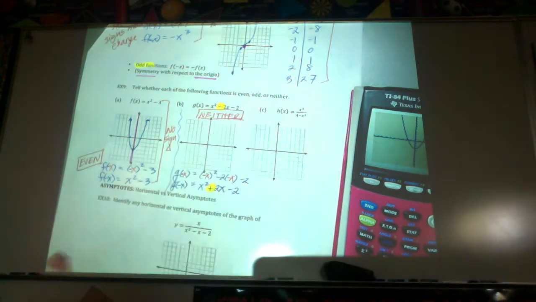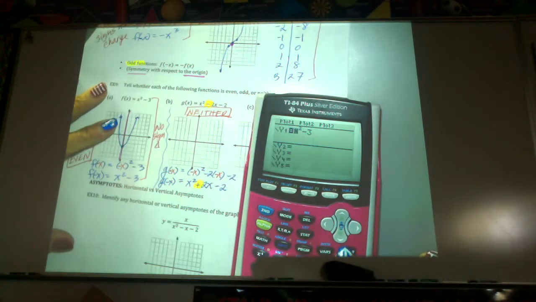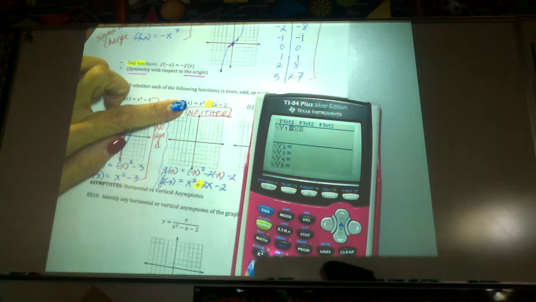And so when I look at the graph, I should see that the graph is not symmetric to the y-axis and the graph is not symmetric to the origin. So let's go ahead and graph it. I expect the graph to look like a what? A parabola.